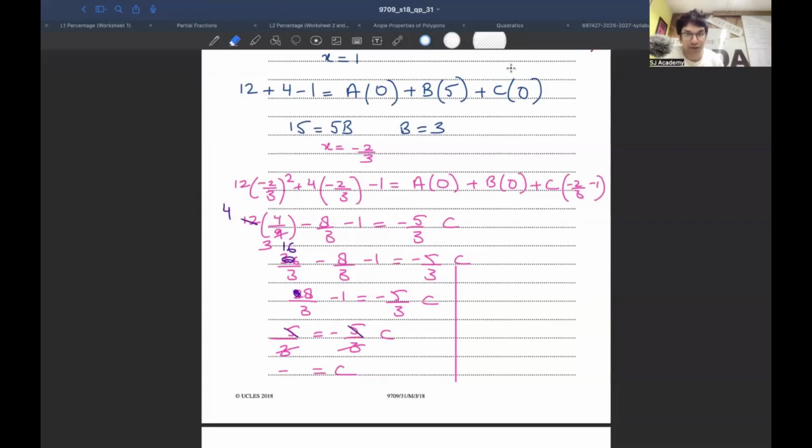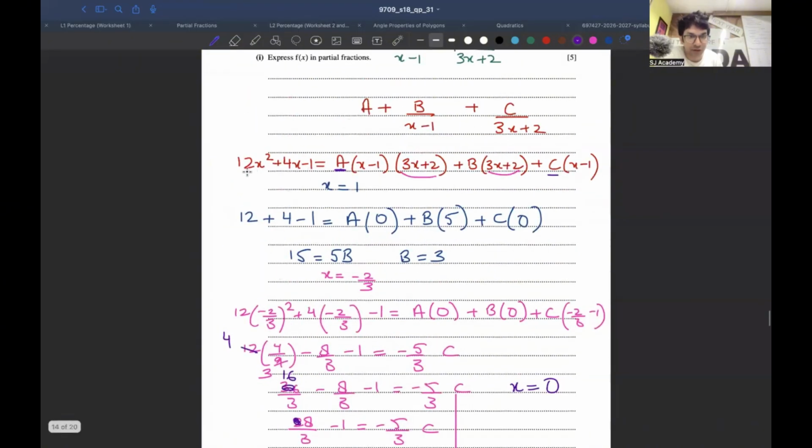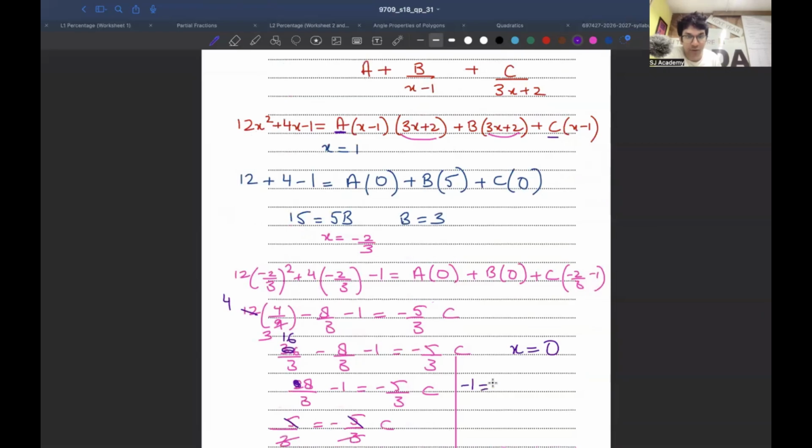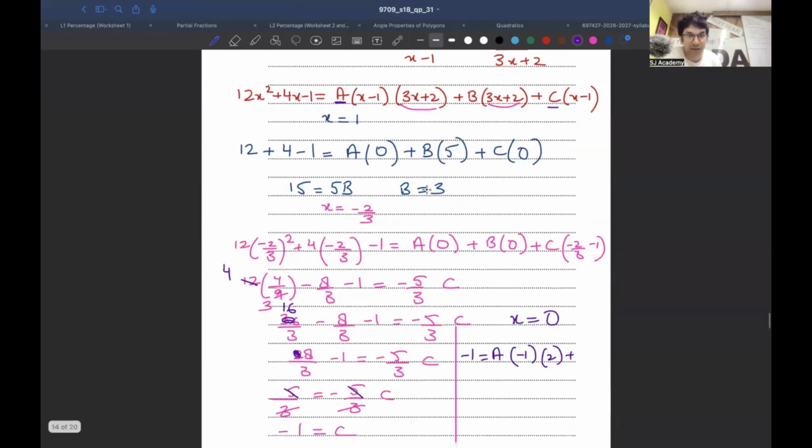So the value of c is minus 1. Now, once we have the value of c, to find the value of a, we can assume any value of x. The easiest value to assume is x equals 0. So when we take x equals 0, this will be 0, this will be 0, and this will be minus 1 is equal to a into 0 minus 1 is minus 1 into 3 times 0 is 0 plus 2 is 2 plus the value of b is 3.